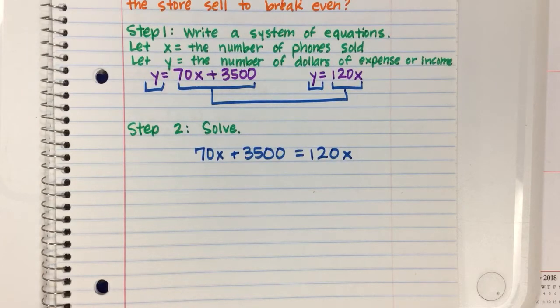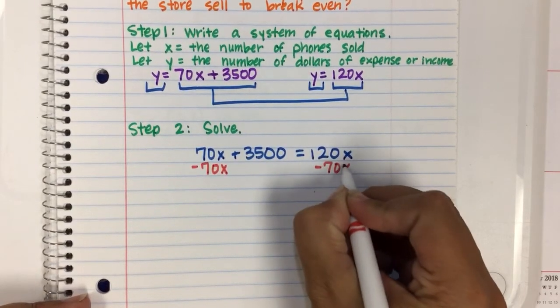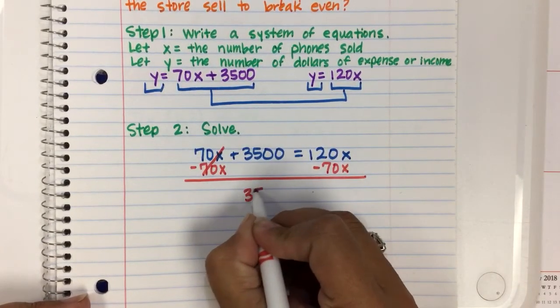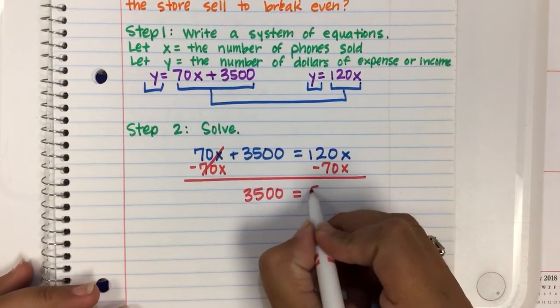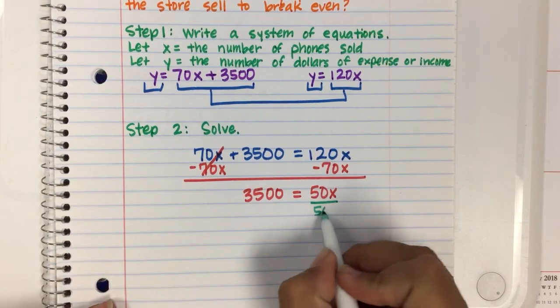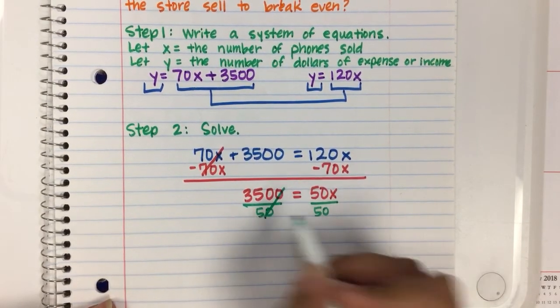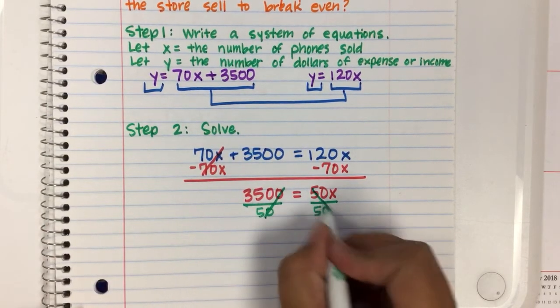All right, and so how am I going to solve this? I'm going to combine like terms and solve for X. So I'm going to subtract 70X from both sides: minus 70X, minus 70X, and I get 3,500 is equal to 50X. Okay? Solve for X. I'm going to divide both sides by 50. Zeros cancel out. 350 divided by 5 is 70.